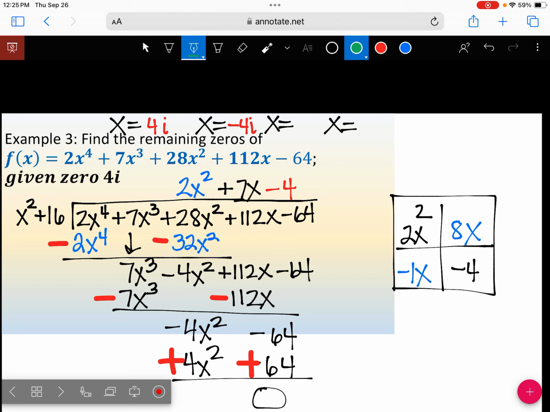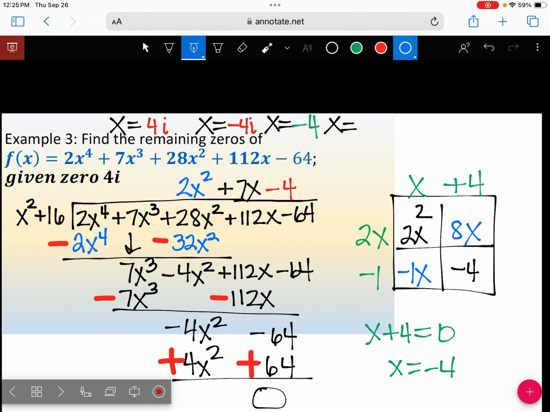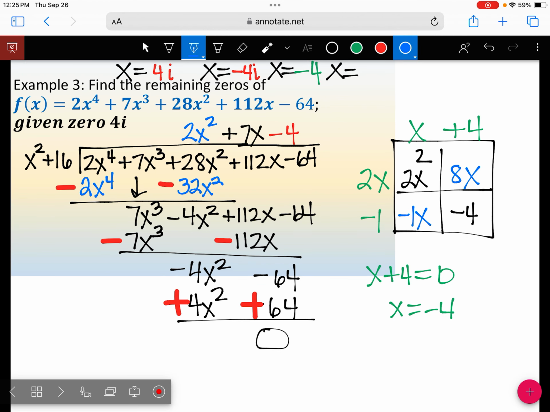So I got a 2x and a minus 1. I have an x and a plus 4. So my last two solutions will be x equals negative 4. And then for the 2x minus 1, it'll be positive 1/2. And that is long division.